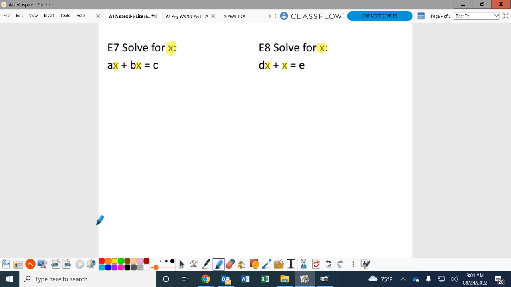But can I combine them? One has an a, one has a b. Can I put those together? No. Okay, so what we have to do is, it's called factor. It's like distributive property going back. Remember how we multiply it across?